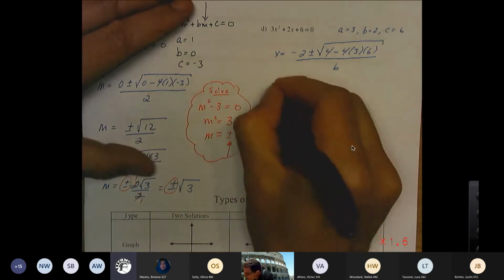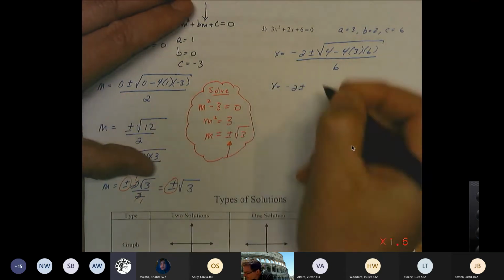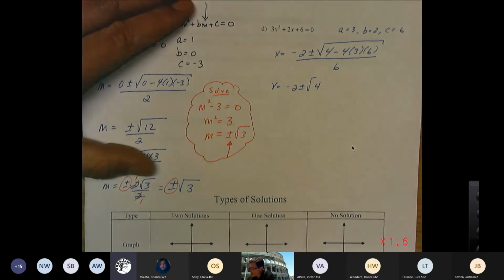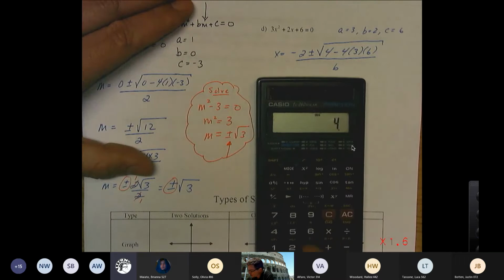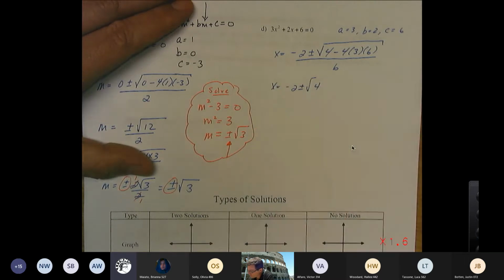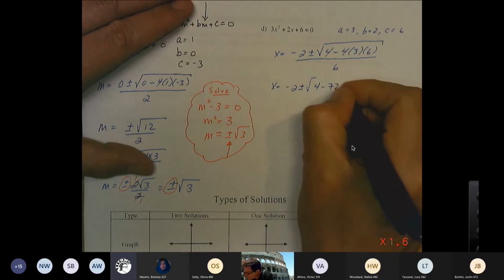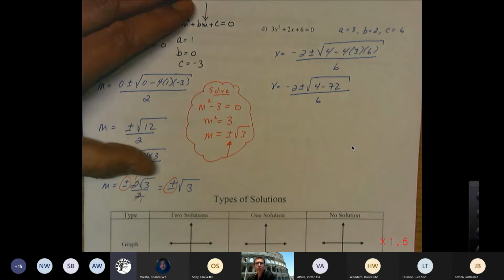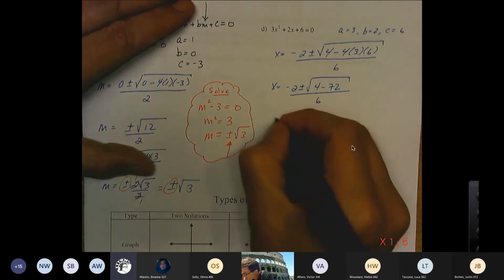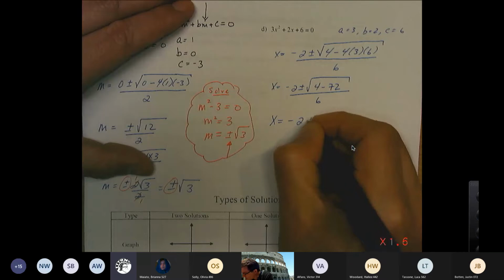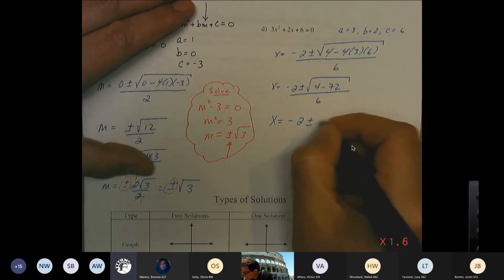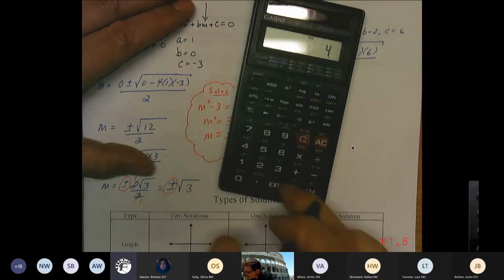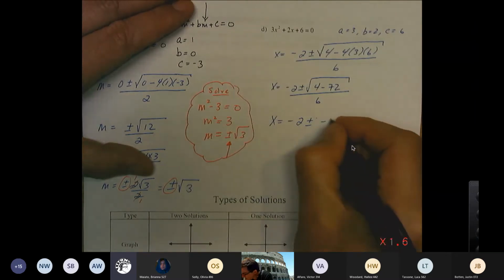So it's going to be x equals -2 plus or minus. So that's going to be a 4. And that's going to, now I'm no good with my multiplication, so I'm going to do 4 times 3 times 6. 72. So that's going to be x equals -2 plus or minus 72 minus 4 is going to be -68.